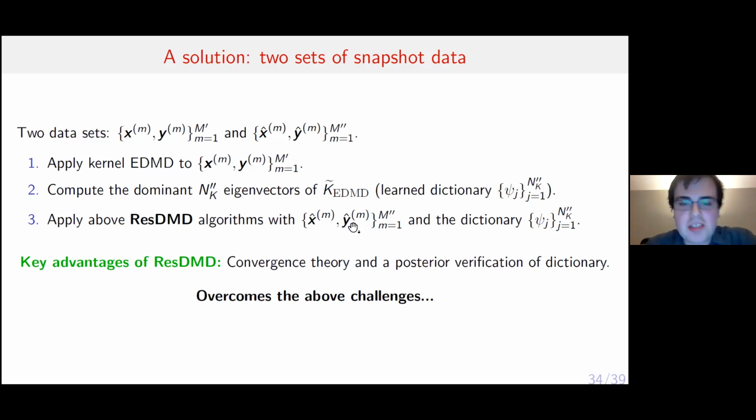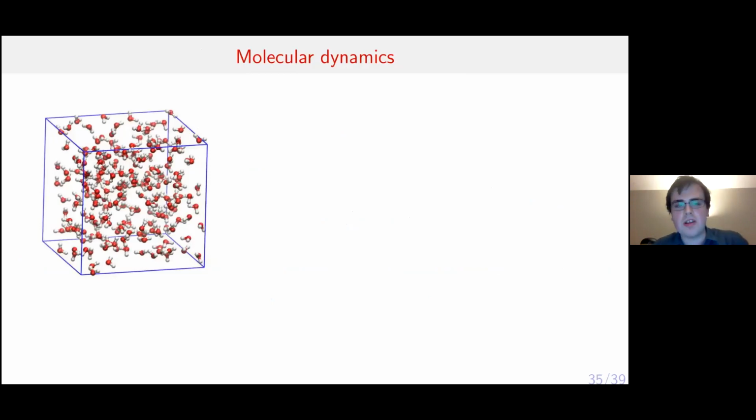The key advantage is you can still apply the above convergence theory, right? And you can also check afterwards how well your dictionary is performing by doing things like computing the residuals and pseudospectra and stuff like that. So this overcomes the challenges on the previous slide, and I'm just going to end the talk with 2 fun applications. The first is in molecular dynamics. This is where you simulate atoms and molecules using Newton's laws of motion.